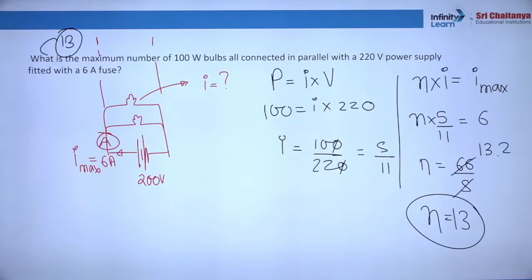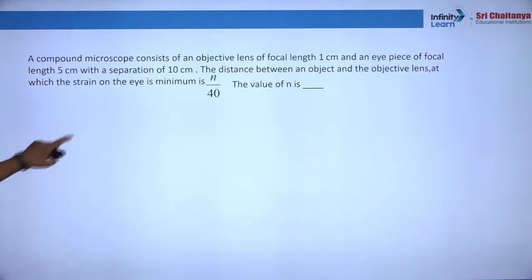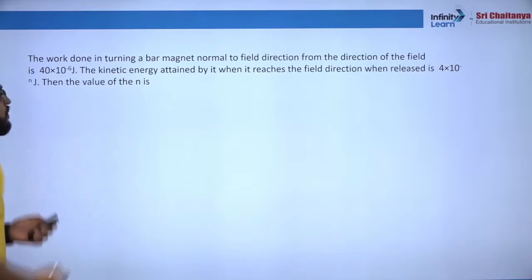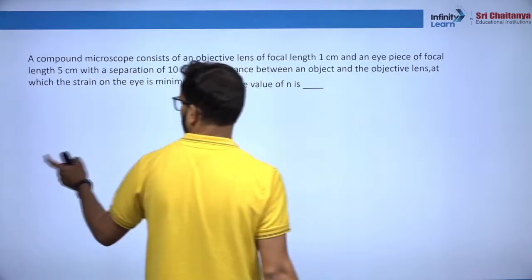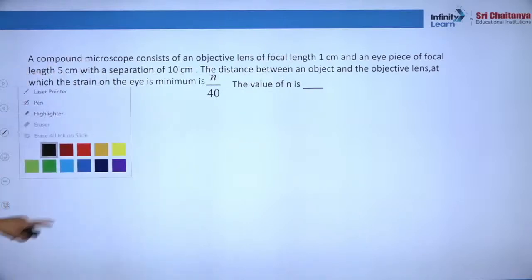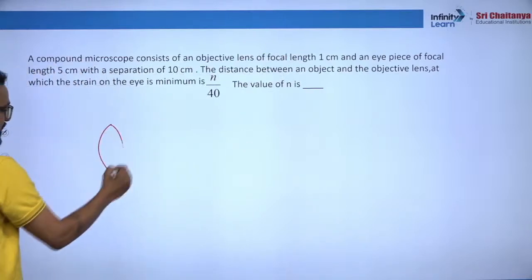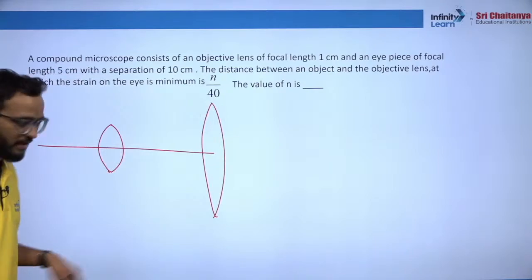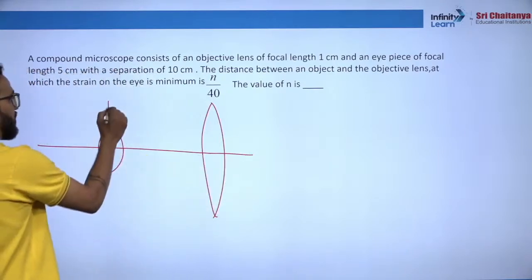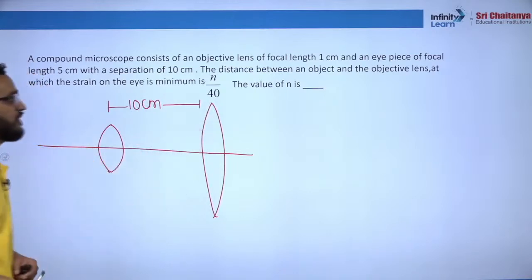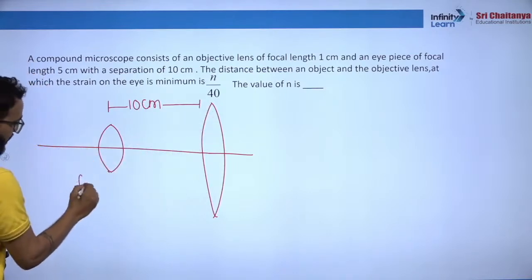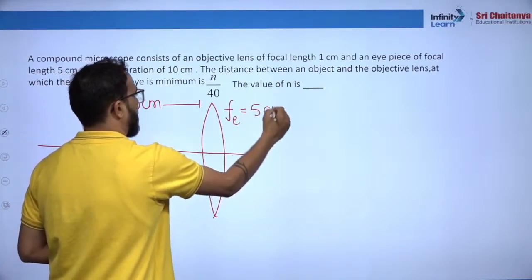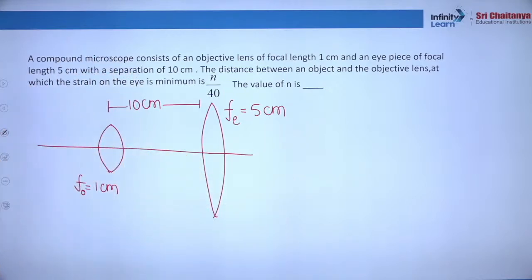Okay, 3 questions are left. Let's move on to the next question. Now a compound microscope. This is the objective. Okay, so this is your objective lens, right? This is your eyepiece, right? Just draw it carefully. This distance is 10 centimeter, I suppose, as given. F naught is given to you. What is F naught? F naught is 1 centimeter. And what is FE? This is, I guess, 5 centimeter, already given in the question.